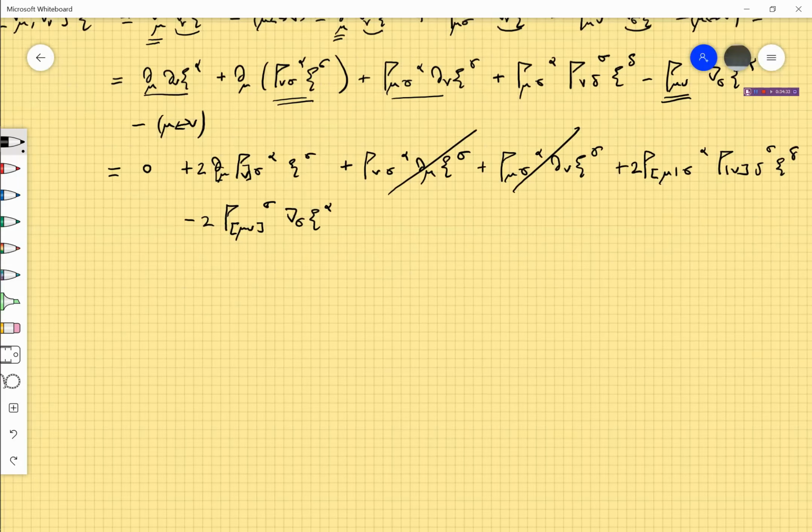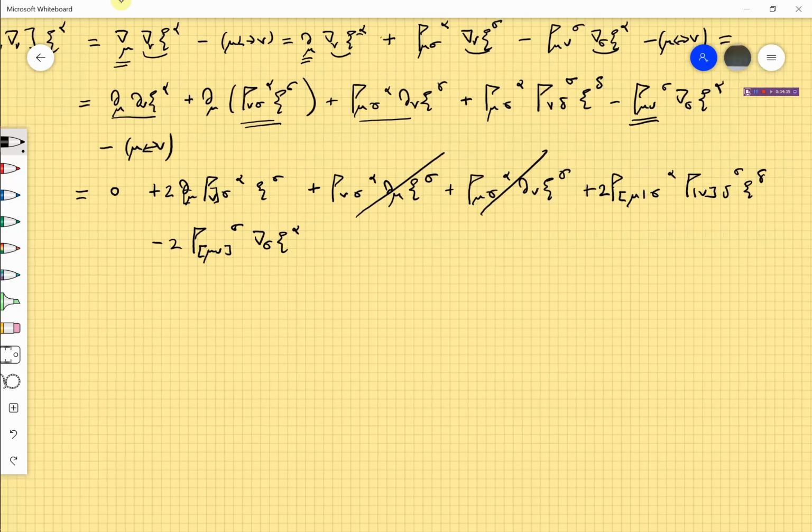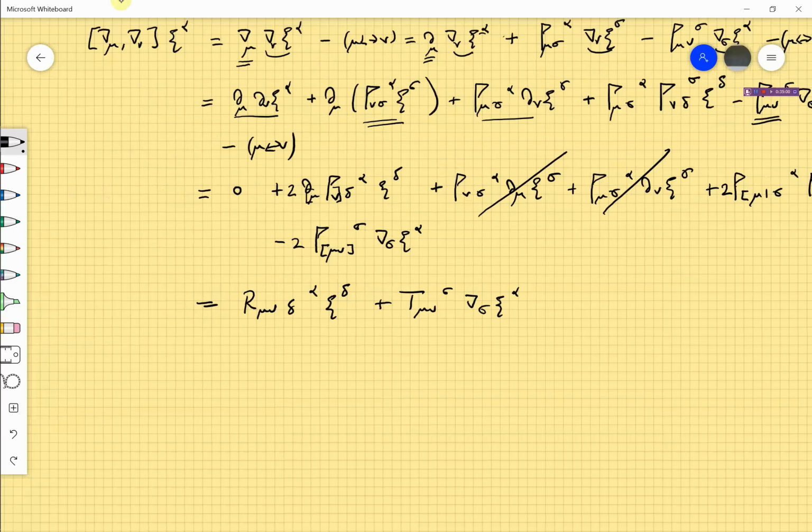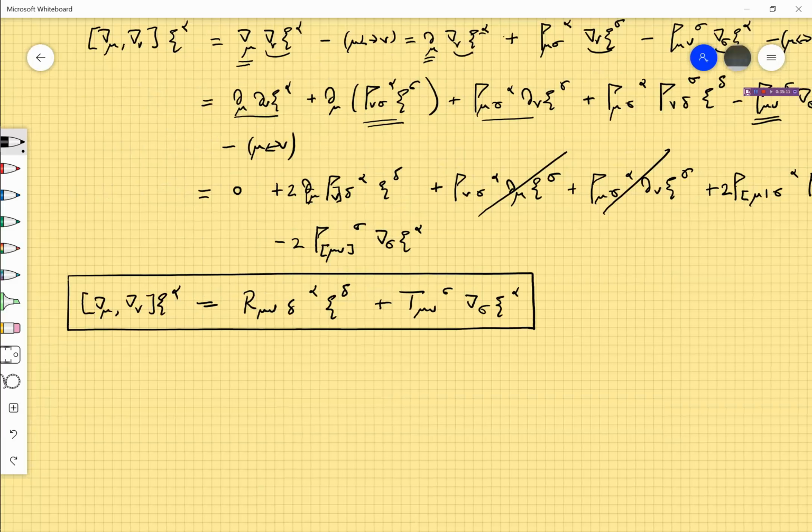Finally, I want to have a common factor, so let me call delta this index, and you see, comparing with the above definition, that this is just R mu nu delta alpha psi delta plus T mu nu sigma nabla sigma psi alpha. And this is the commutator of nabla mu and nabla nu acting on psi alpha. Okay, this is the second Ricci identity.